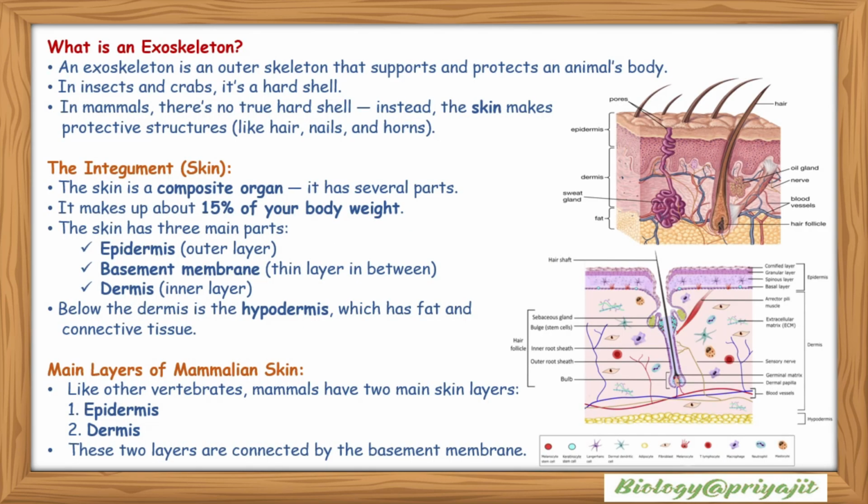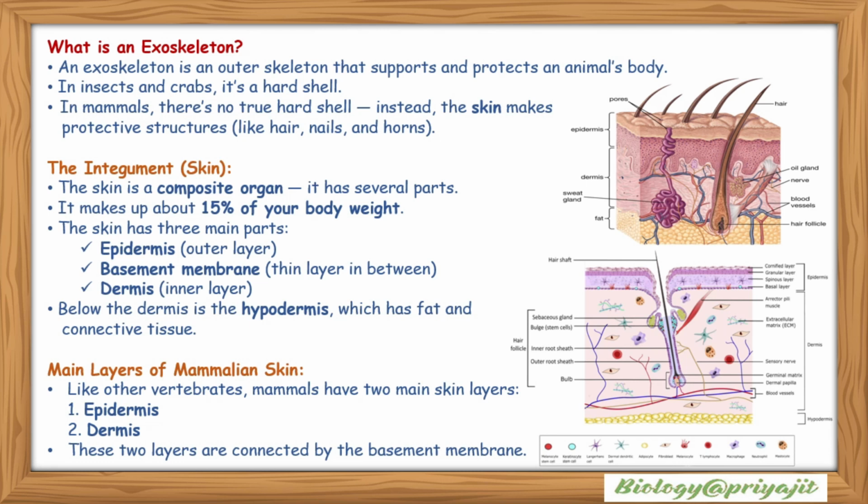What is an exoskeleton? An exoskeleton is an outer skeleton that supports and protects an animal's body. In insects and crabs, it's a hard shell. In mammals, there is no true hard shell. Instead, the skin makes protective structures like hair, nails, and horns.